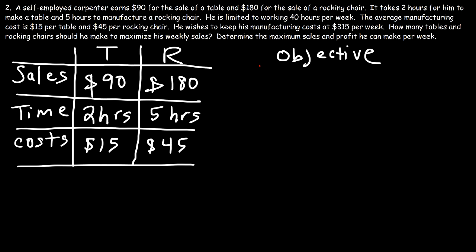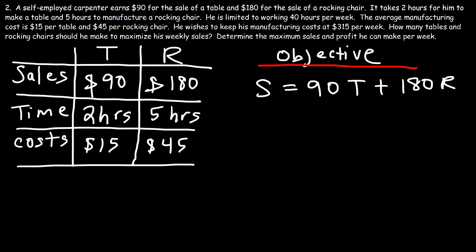So what is the goal here? What is the carpenter trying to do? Well, he wants to maximize his weekly sales. So the sales function is the objective function. Let's use S for sales. Now he receives $90 in sales for the sale of each table and $180 for the sale of a rocking chair. So that's the objective function.